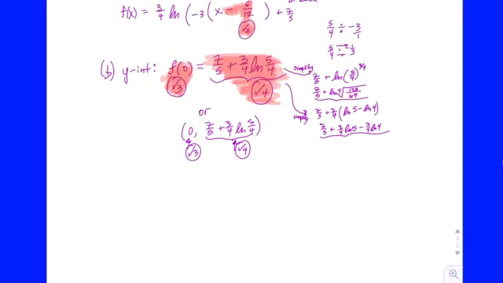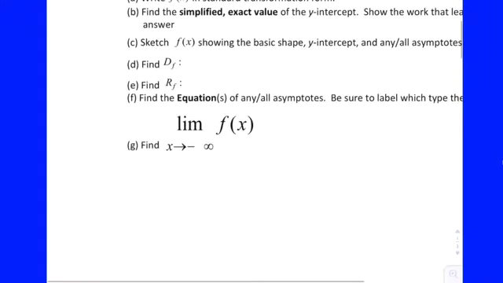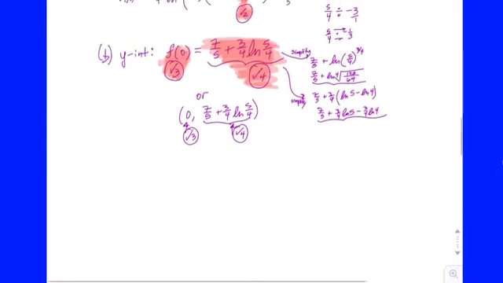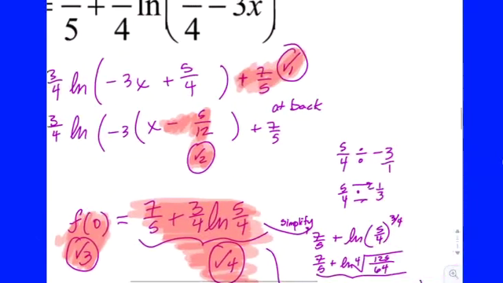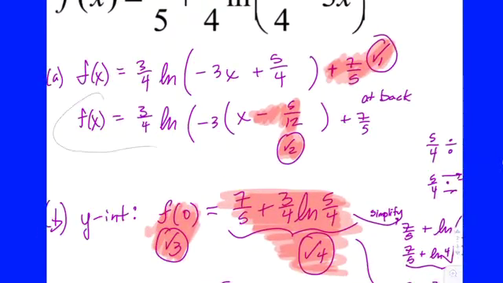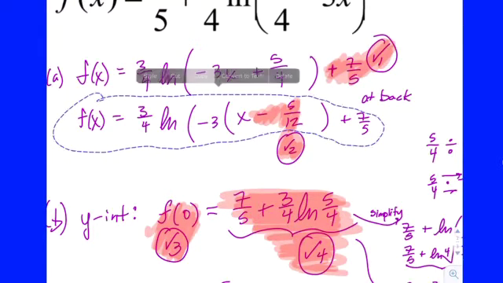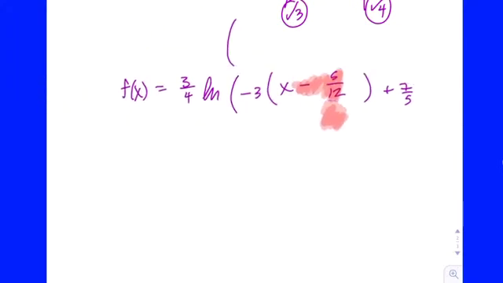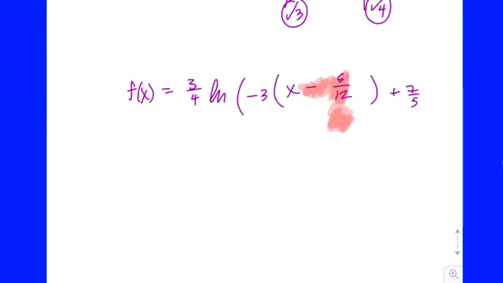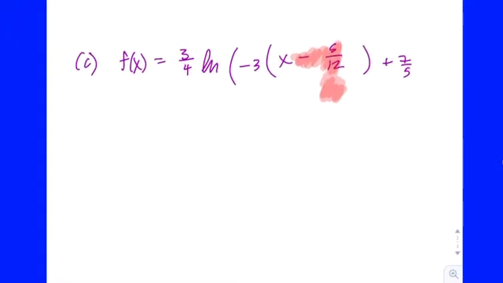Okay, good question, though. Part C, then, is to sketch. So this is where our standard transformation form is handy. So let's grab that, paste it down below for part C. Okay, so part C. Let's see how we could do this.